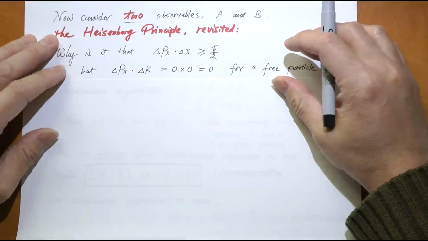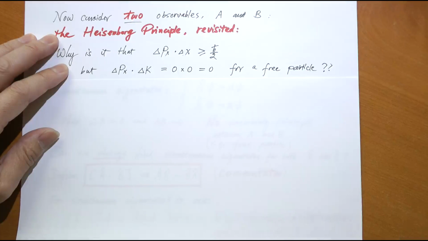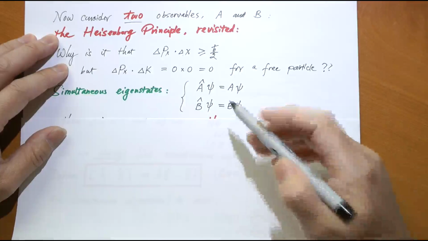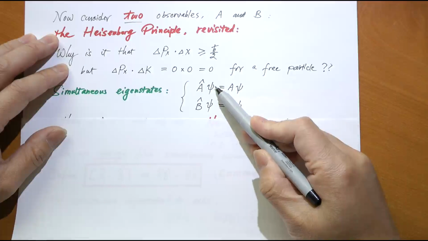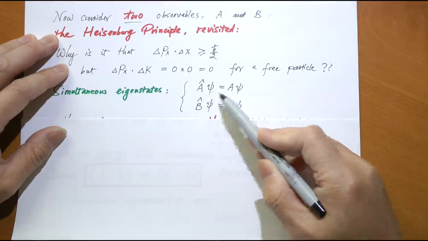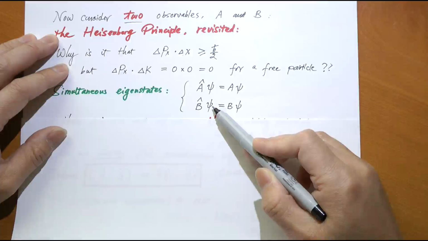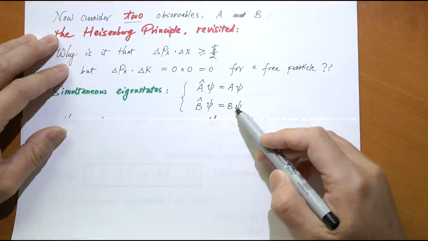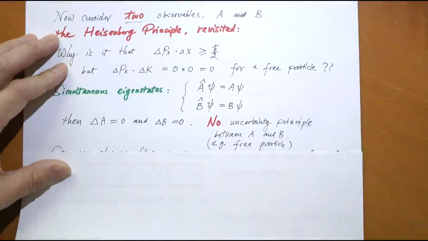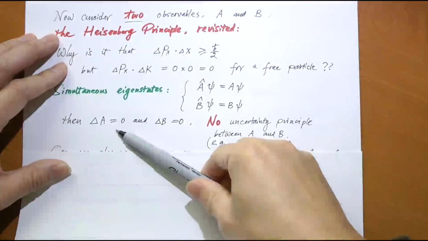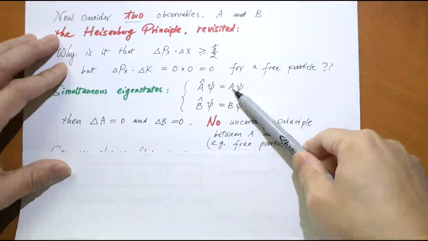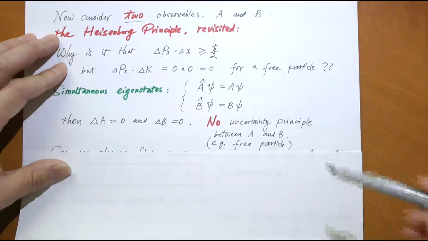Well, certainly this has to do with simultaneous eigenstates. Again, if I can find a simultaneous eigenstate for both A and B, then certainly there is no uncertainty principle between A and B. So let's see. We define a simultaneous eigenstate psi, here's the wave function psi, so that the operator A acting on psi gives you a number A times psi, and the same thing happens to B. Operator B acting on the same wave function will give you just a number times that wave function. Now again, it is clear that if that's the case, then delta A equals 0 and delta B equals 0, because there is only one A value and one B value, so no uncertainty principle between A and B.